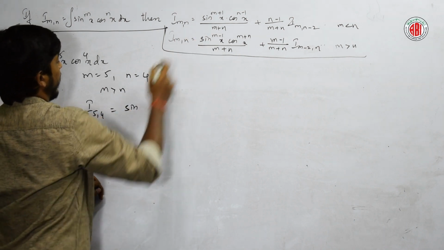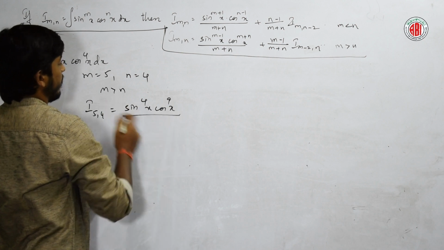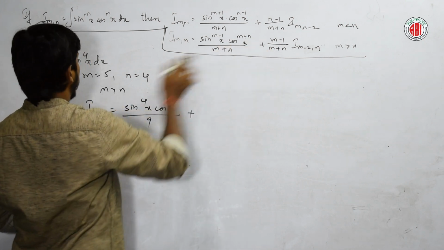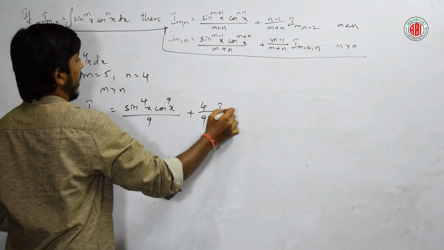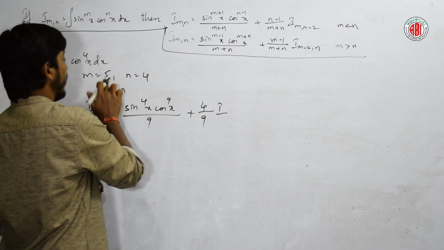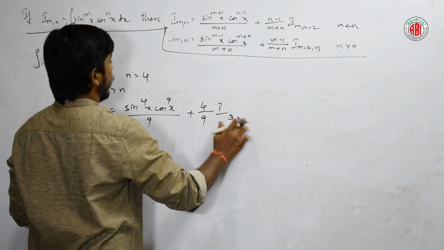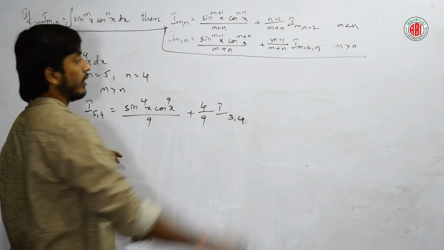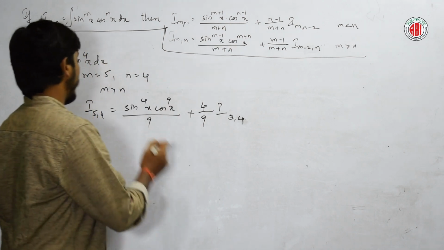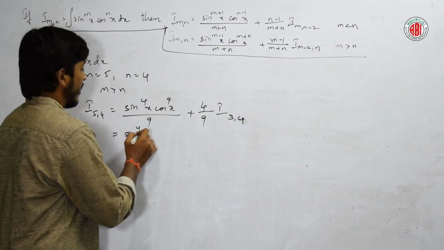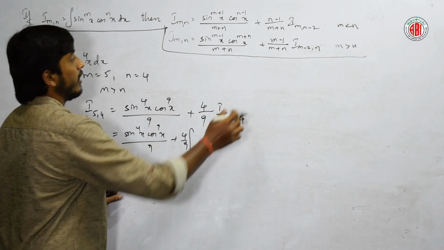Sin power 5 minus 1, 4x, cos power 5 plus 4, 9x by 5 plus 4, 9, plus m minus 1, 5 minus 1 is 4, m plus n, 5 plus 4 is 9, I m minus 2 comma n, m minus 2 that is nothing but 5 minus 2, that is 3 comma 4, right. Now here it is m less than n, so we have to use this formula. So let me write everything here. Sin power 4x cos power 9x by 9 plus 4 by 9 integral 3 comma 4.